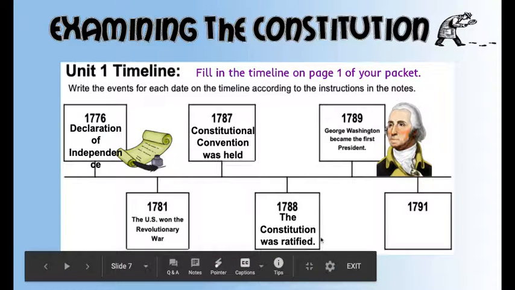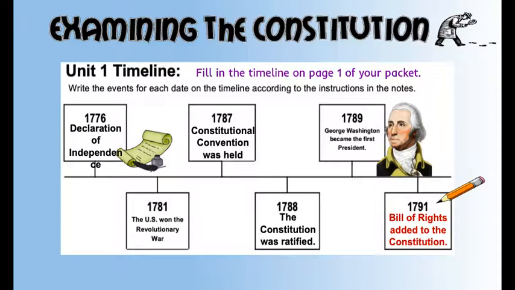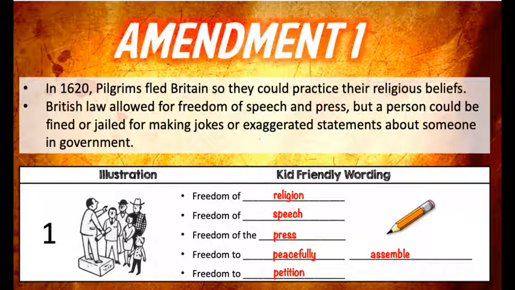Ratified means approved. In 1791, which I don't believe is actually on your timeline, which is weird, the Bill of Rights was added to the Constitution. 1791, the Bill of Rights was added. Okay, let's talk about the amendments themselves.